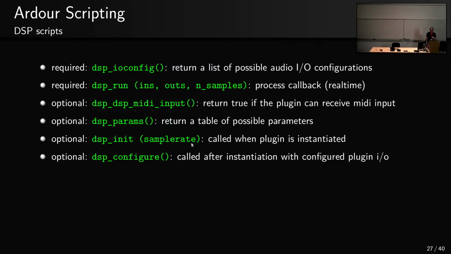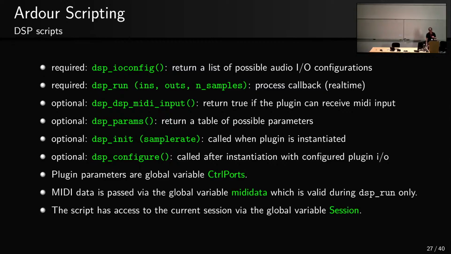You can have additional parameters for a plugin, which are basically control sliders. There's an init function, which is called once with the sample rate when the plugin is instantiated. It's optional; sometimes you don't need it, sometimes you do. And there's the configuration function, which is called every time the I/O changes, for instance if you change a mono track into a stereo track or back, or you add another plugin beforehand that has additional outputs, then the I/O can change.